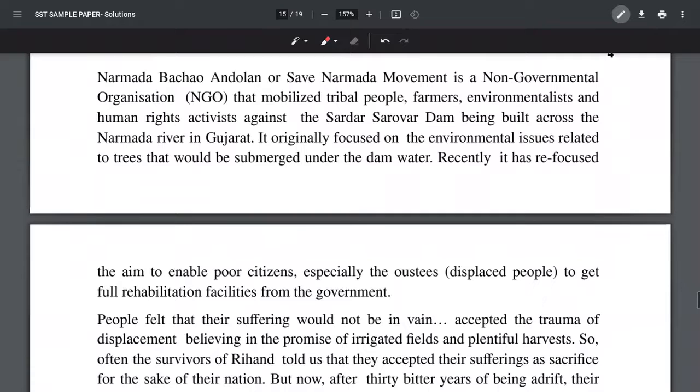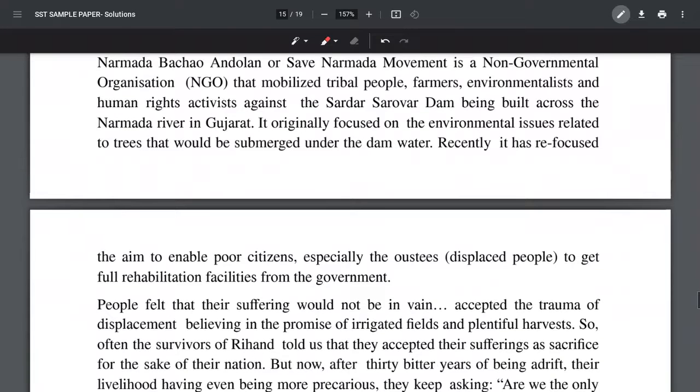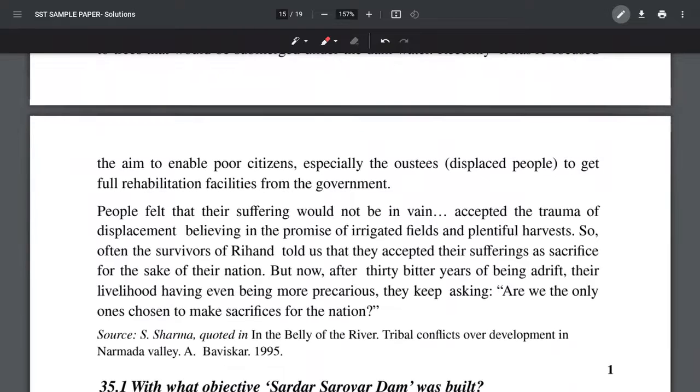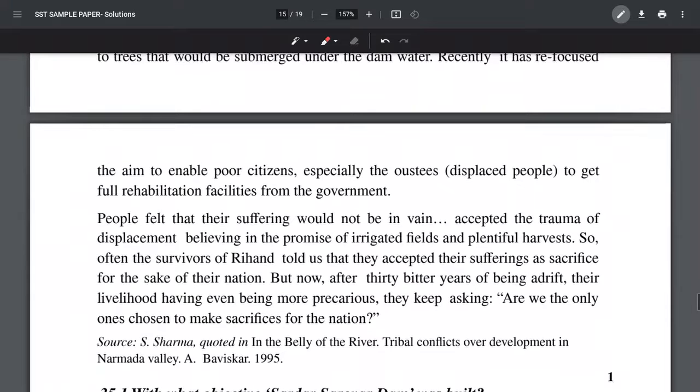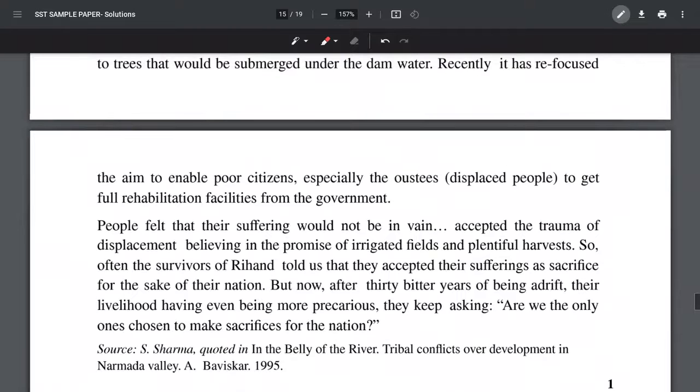Narmada Bachao Andolan or Save Narmada Movement is a non-governmental organization (NGO) that mobilized tribal people, farmers, environmentalists, and human rights activists against the Sardar Sarovar Dam being built across the Narmada River in Gujarat. It originally focused on the environmental issues related to trees that would be submerged under the dam water. Recently, it has refocused the aim to enable poor citizens, especially the displaced people, to get full rehabilitation facilities from the government.